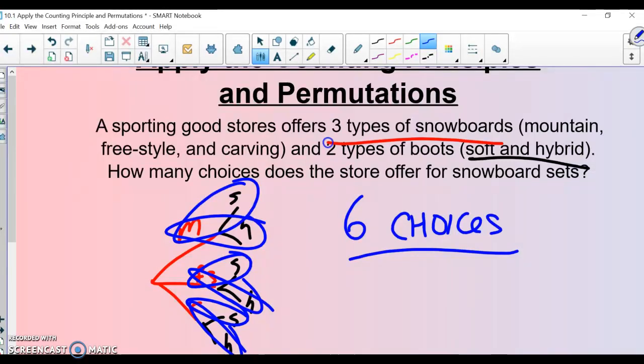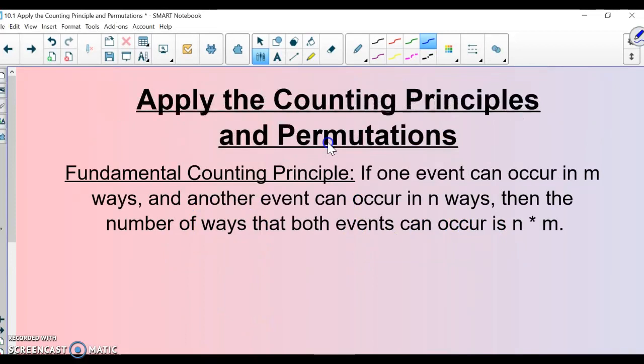What this is an example of is something called the fundamental counting principle. And this is going to show up in multiple different ways as we proceed throughout the chapter. What the fundamental counting principle says is if we have some event that can occur in m ways, right? And then we have another event that can occur in n ways. In the previous example, we had an event that could occur in 3 ways: the mountain, freestyle, and carving snowboards. And then our next event could occur in 2 different ways, either the soft or the hybrid boot. And then in order to calculate the number of ways, we simply multiply those things together, and that's how we come up with that number 6. 6 options.